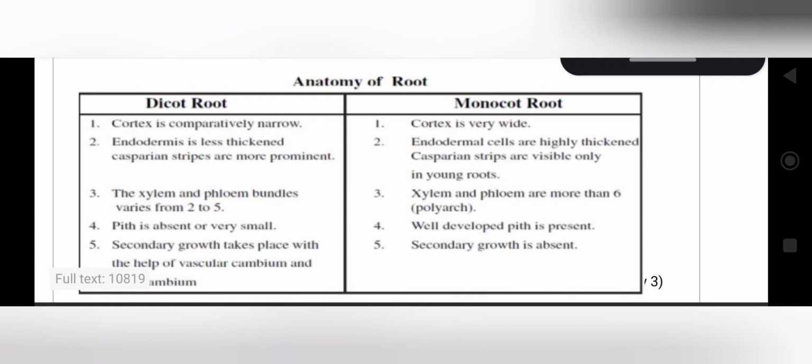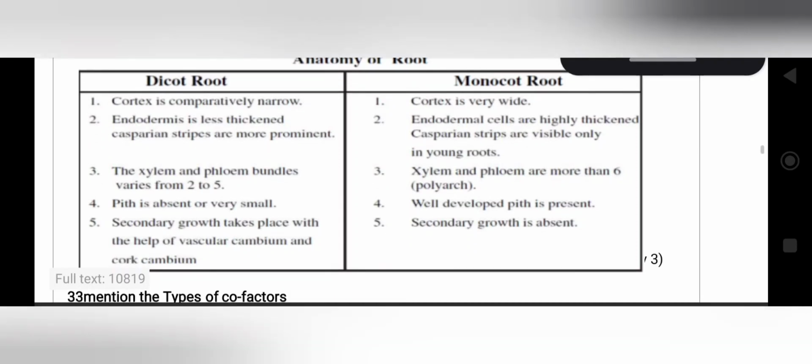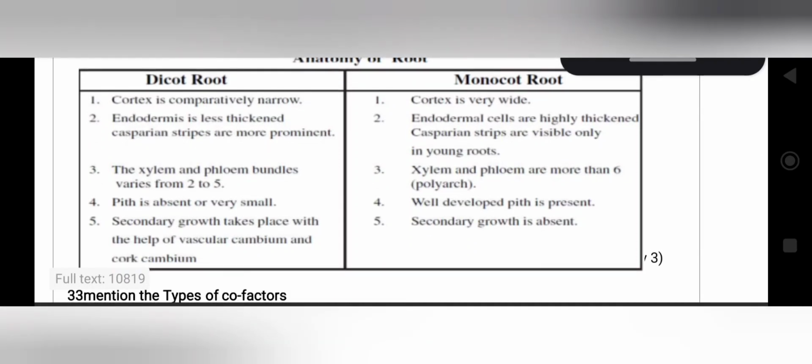Dicot root: the xylem and phloem bundles vary from 2 to 5. Monocot root: xylem and phloem bundles are more than 6, polyarch. Dicot root: pith is absent or very small. Monocot root: well developed pith is present. Dicot root: secondary growth takes place with the help of vascular cambium and cork cambium. Monocot root: secondary growth is absent.